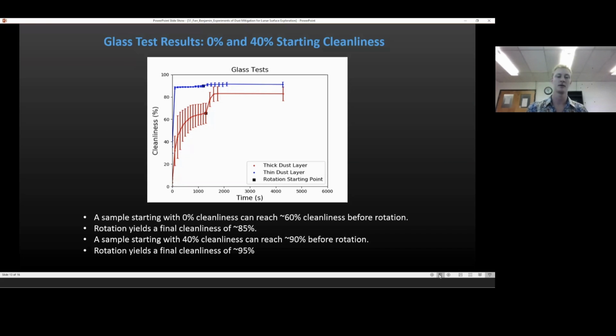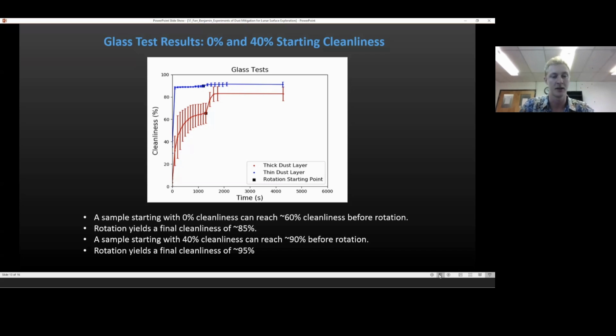Okay, so here are the results for the glass sample. The blue curve is for a thin dust layer, and there's a little black mark on the plot that shows where the rotation starts. For the blue curve, you don't see too much of an increase with the rotation. And we think that's just because it was already pretty clean to start. There wasn't that much more dust to come off, and what was left is very hard to remove. So we got about 88% before rotation and maybe 92% after the rotation. So it's a little bit of an increase, but not too much.